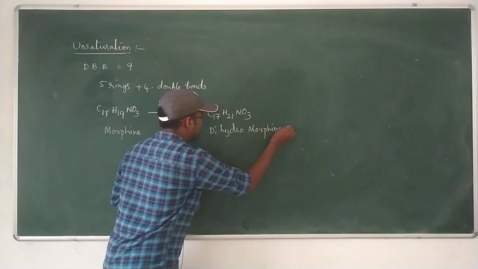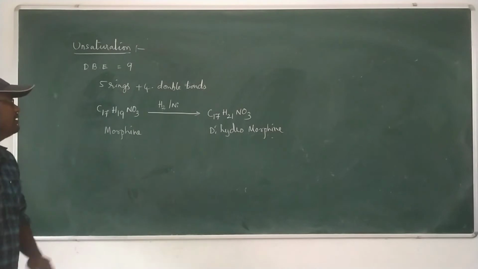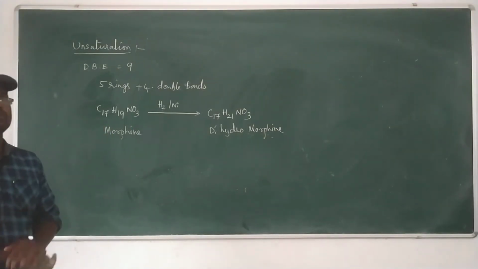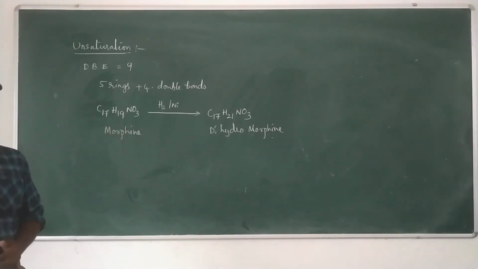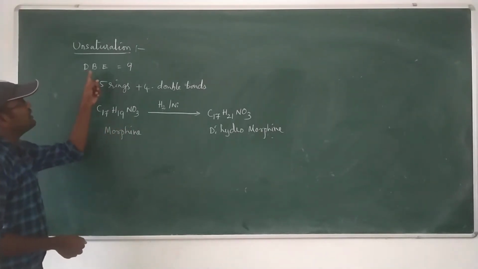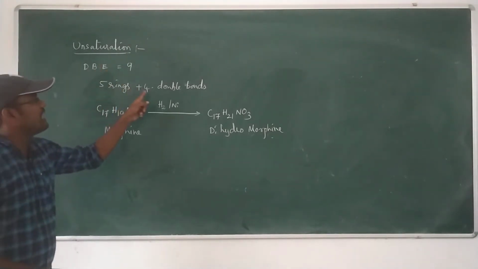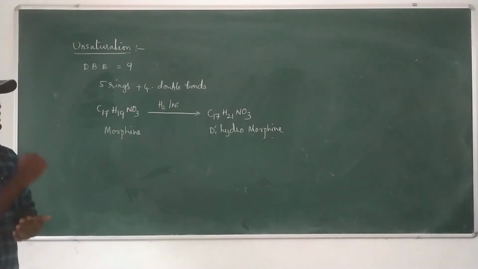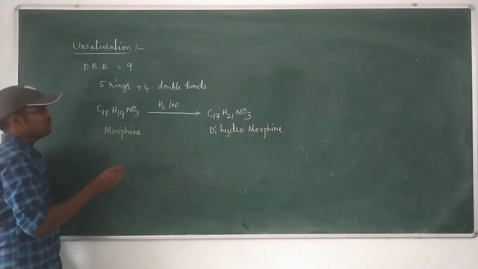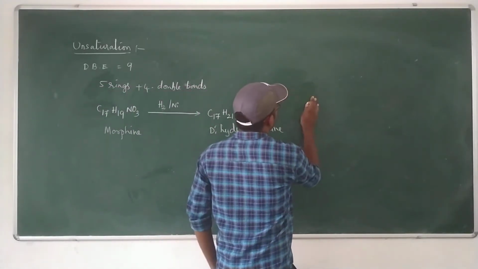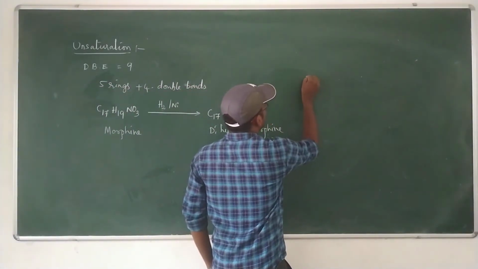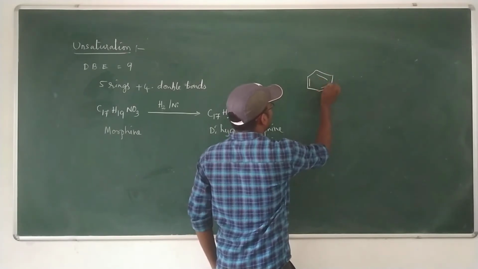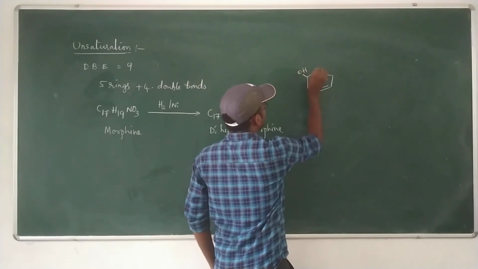So the formation of dihydromorphine indicates that morphine has one double bond. The one double bond is capable of converting to the dihydro form. According to DBE, morphine has 4 double bonds, but only one double bond is converted into saturation. The remaining 3 double bonds are in the phenolic form. So that is clearly indicating this is the phenolic form of the first ring.